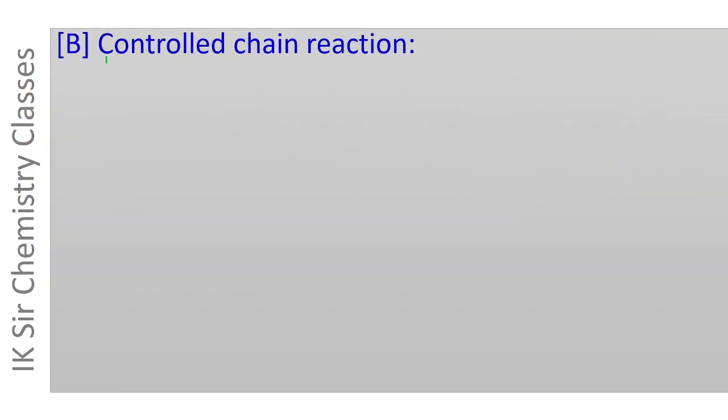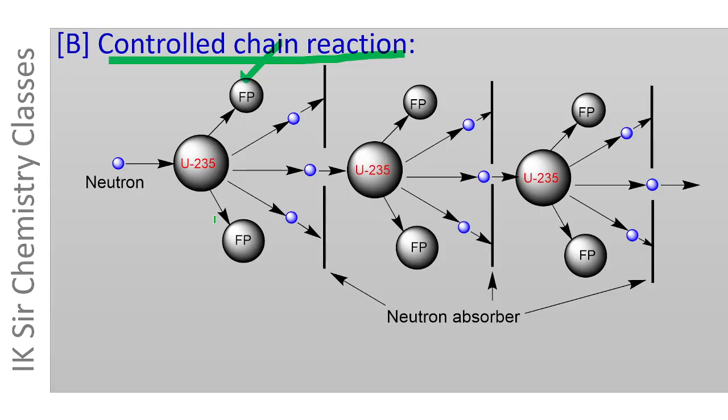And the second one is controlled chain reaction. The chain reaction of nuclear fission, in which the number of U-235 nuclei undergoing fission per second remains almost constant, is called a controlled chain reaction of nuclear fission, and it has been illustrated diagrammatically as follows.